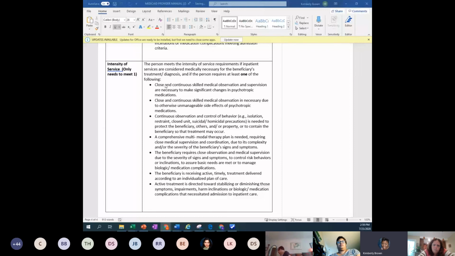So if you look at the bullet points that are available on there, while the first two basically talk about psychotropic medications, there are a couple of other ones down here that could apply to a 4-year-old or younger, for instance. Like the third bullet point, which says continuous observation and control of behavior, and then gives a couple of examples: isolation, restraint, closed unit, suicidal, homicidal, as needed to protect the beneficiary, others, and or property, or to contain the beneficiary so that treatment may occur. So I'm thinking that would be the one, because keep in mind for this particular section of the criteria, they do only have to meet one of these.